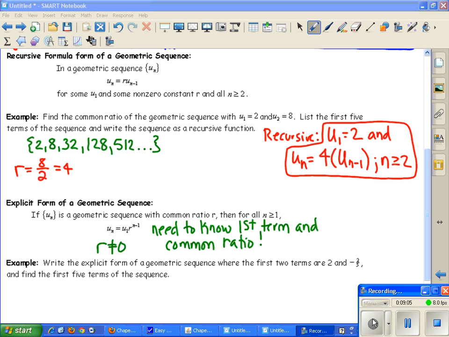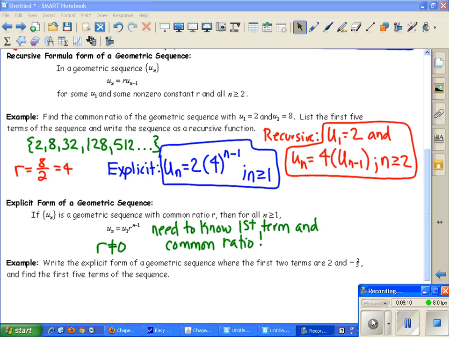So let's go back up to the previous problem and see if we can write the explicit equation for this. We already know our first term, so to get to the nth term, u sub n would be equal to your first term, which is 2, times your common ratio 4 raised to the n minus 1 power. And in this case, n just has to be greater than or equal to 1 because we already stated what our first term is in the actual sequence.